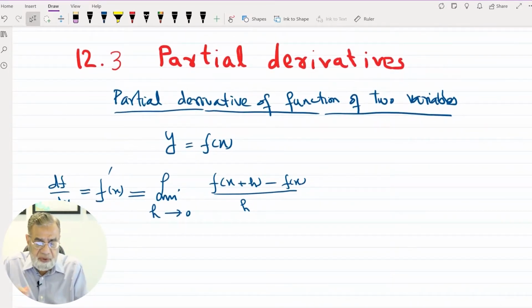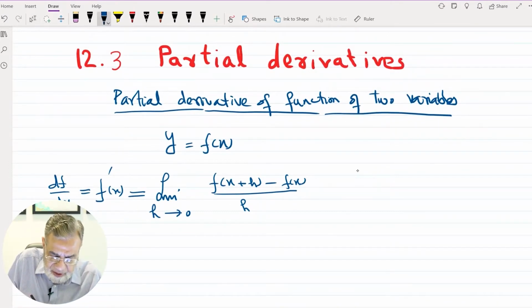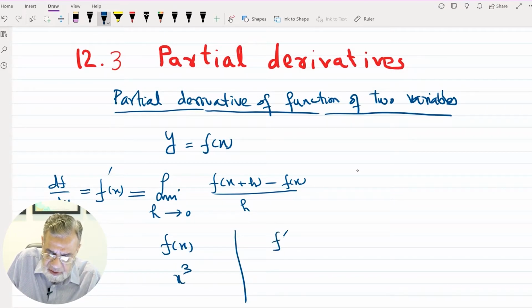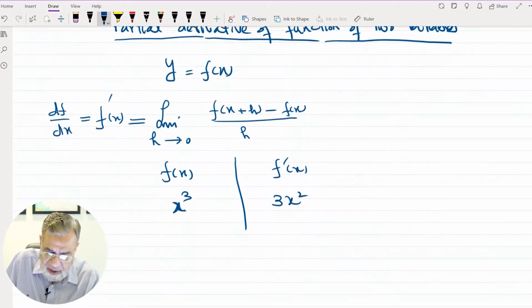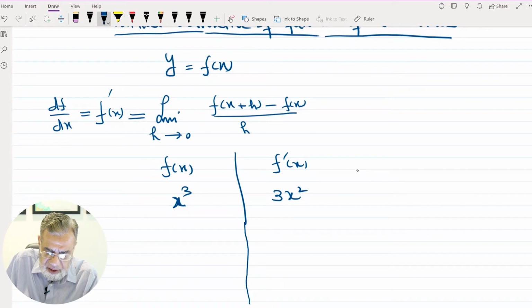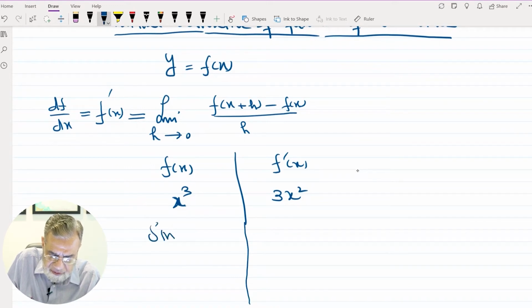Now, we have many formulas. For example, I have the function f of x equal to x squared or x cubed. Now I can find the derivative of this function. This is our power rule, and with the power rule we get 3x squared, that is n times x to the n minus 1. For example, if the function is the trigonometric function sine x, its derivative is cosine x.